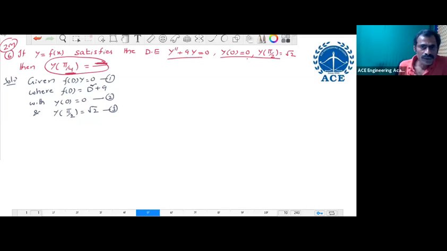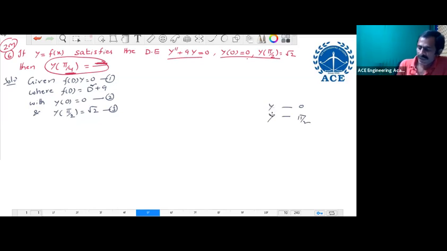Most of you are saying boundary, right? Why boundary? Already I told you, depending on x values, we have the conditions. Here, y is given at different values, at 0 and pi by 2. That is why boundary conditions. Suppose both are given at the same value, then initial conditions.